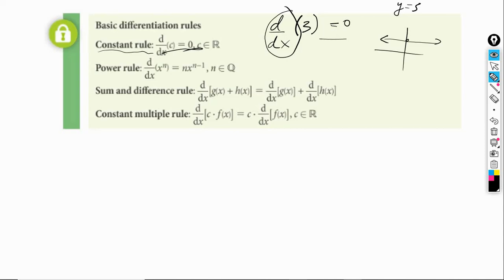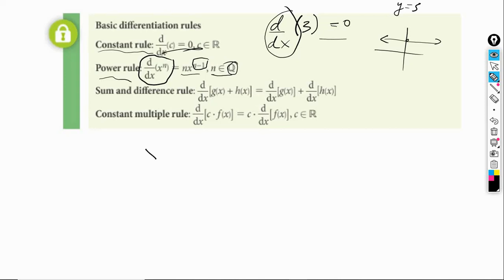So the next one is the most important one. It's called the power rule. And it has to do with how to find the derivative of an expression that has x to the power of something. And it says that the rule is multiply x by n and then keep an exponent that is 1 less than n. And n is a rational number. So it means that n cannot be something other than a rational number. Okay, what's an example of this?